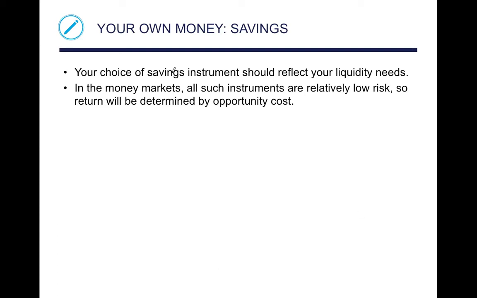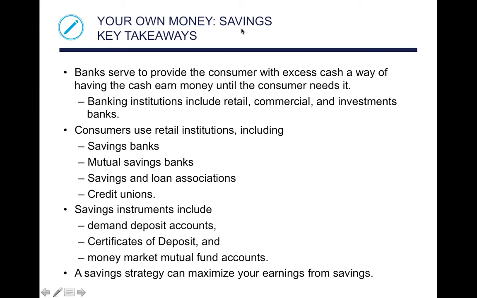Savings. Your choice of savings instrument should reflect your liquidity needs. In the money market, all instruments are relatively low risk, so return will be determined by opportunity cost. Banks serve to provide the consumer with a way of having excess cash earn money until the consumer needs it. Banking institutions include retail, commercial, and investment banks. Consumers use retail institutions including savings banks, savings and loan associations, and credit unions. Savings instruments include demand deposit accounts, certificates of deposit, and money market mutual fund accounts.